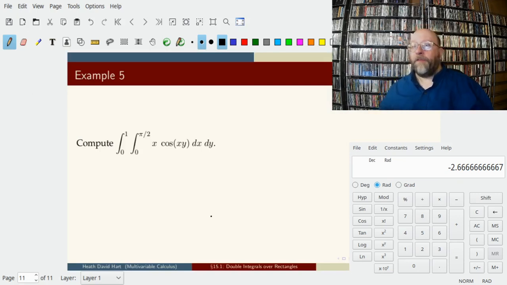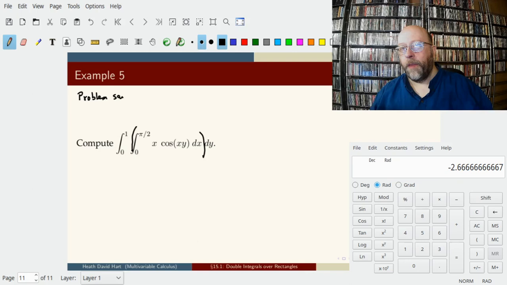So this is going to be our last example for the day. We want to solve this problem. Integrate x cosine of xy dx dy, where y goes from 0 to 1 and x goes from 0 to pi over 2. So right now, again, I'll put my parentheses here. What the problem says is to do x first.